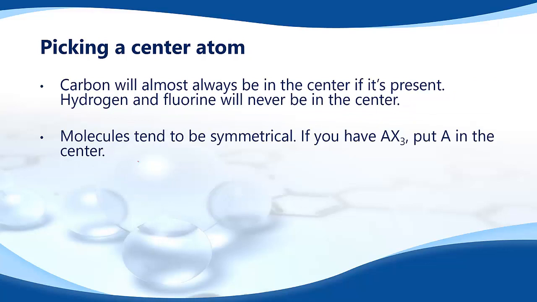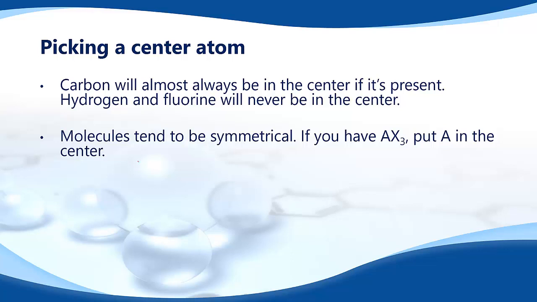Now, when it comes to picking a center atom, 2 things you want to consider. First off, if you have carbon, it's almost always in the middle. Hydrogen, because it only needs 2 electrons, will never be in the middle. And fluorine will never be in the middle because fluorine never wants to really give up electrons. So if you have carbon, put it in the center. Fluorine and hydrogen will always be on the outside.